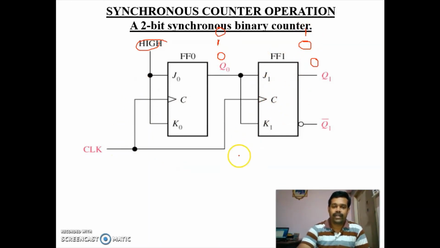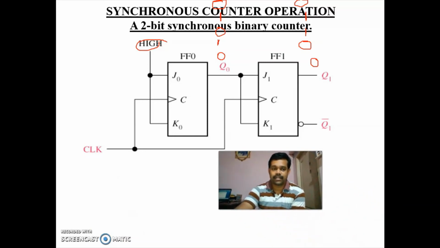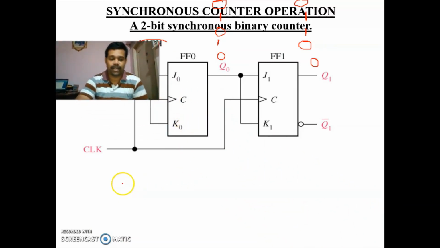During the next clock pulse the 0 will change to 1. At that time you are having 0 here, so the output of this flip flop will not change, so this 1 will come again. During the next clock pulse this 1 will change to 0. At that time the input to this flip flop is 1, so this 1 will change to 0. So the sequence is repeating: 00, 01, 10, 11, again 00. This is the operation of the 2-bit synchronous counter.